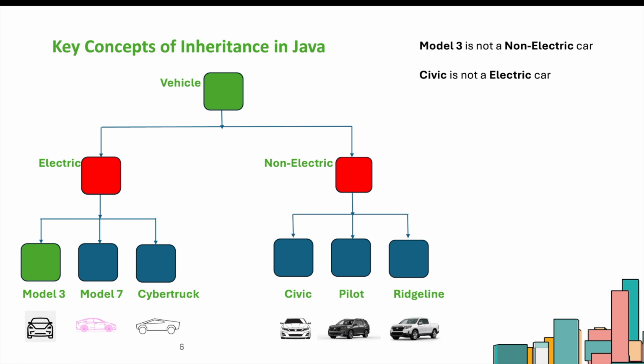In this diagram, we cannot say Model 3 is a subclass of non-electric, because it's not directly inheriting the non-electric class. Model 3 is not a non-electric car, so Model 3 is not a subclass of the non-electric class. Same way, Honda Civic is not an electric car, which means Honda Civic is not a subclass of electric.